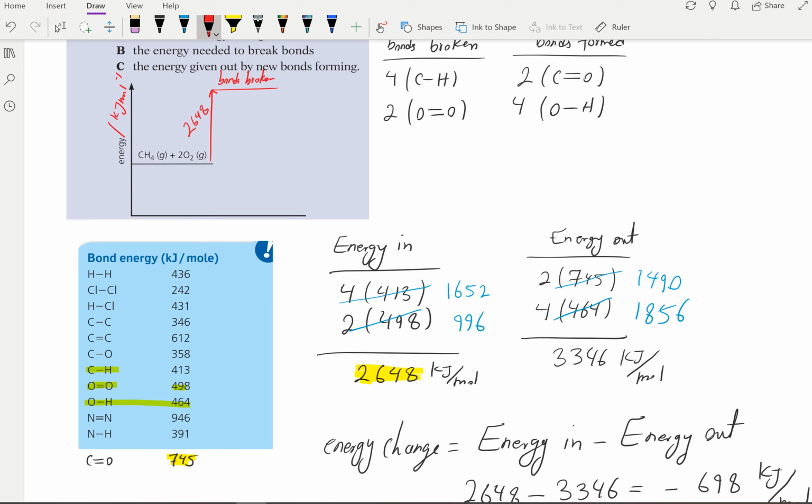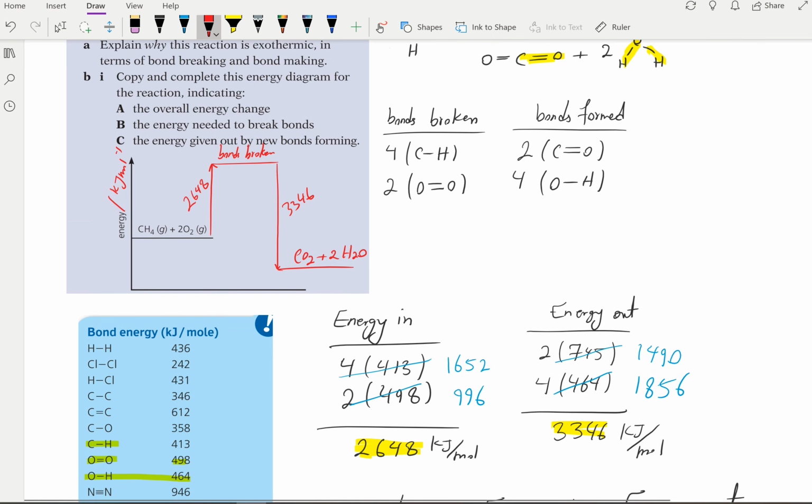Atoms then rearrange and the new bonds form, and by forming the new bonds, 3346 kilojoule of energy releases. So it releases more energy than the energy we need for breaking the bonds, 3346, and we will reach the products, which is CO2 and 2H2O.